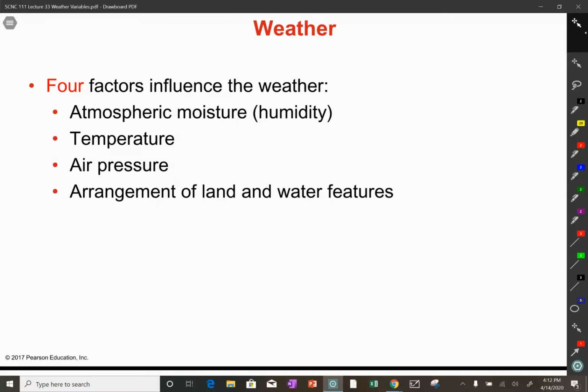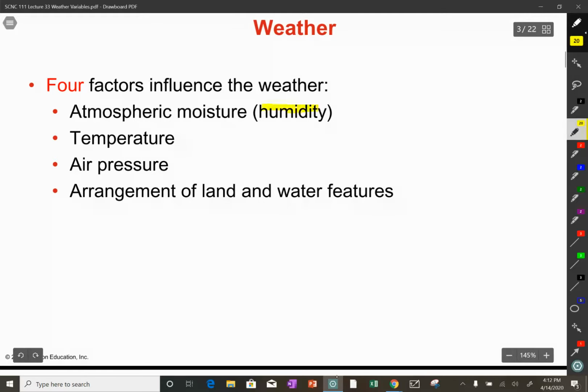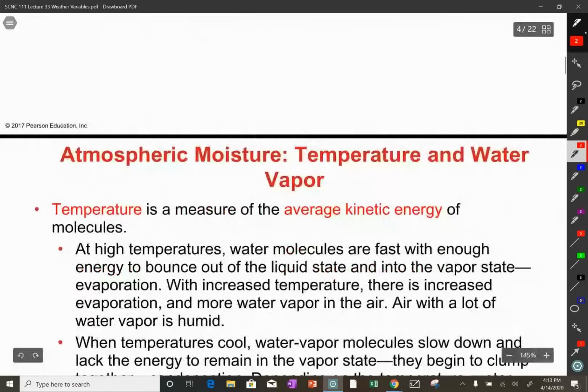These four factors are the atmospheric moisture, what we term the humidity, and the temperature. Remember, the temperature is a measurement proportional to the kinetic energy of the molecules, the average kinetic energy. Then we have the air pressure, that is the force per unit area that's being applied on a surface. And finally, of course, the arrangement of land and water features makes a big difference to weather. So these are things that play into our weather. So let's look at these a little more carefully.